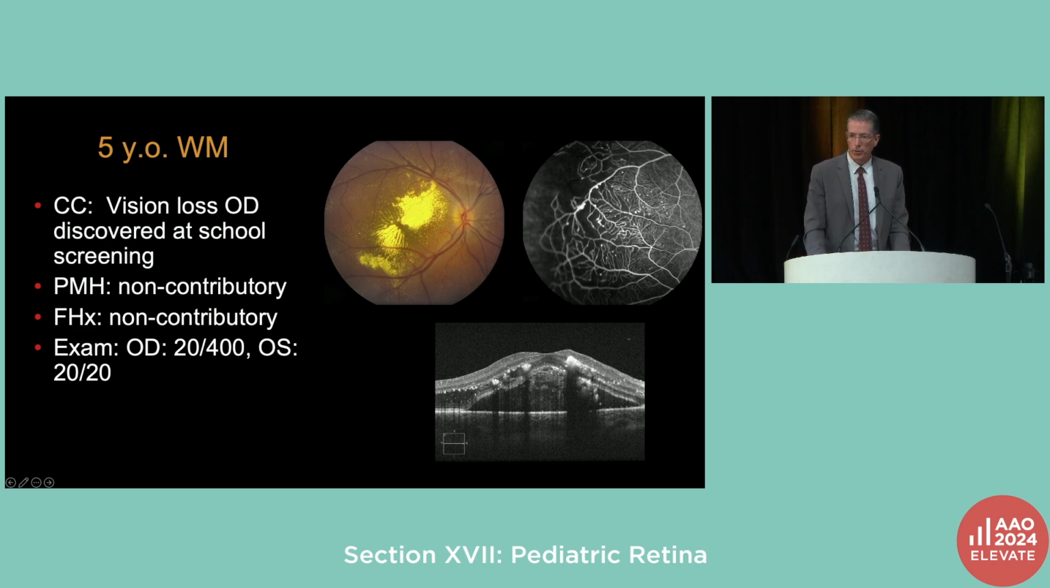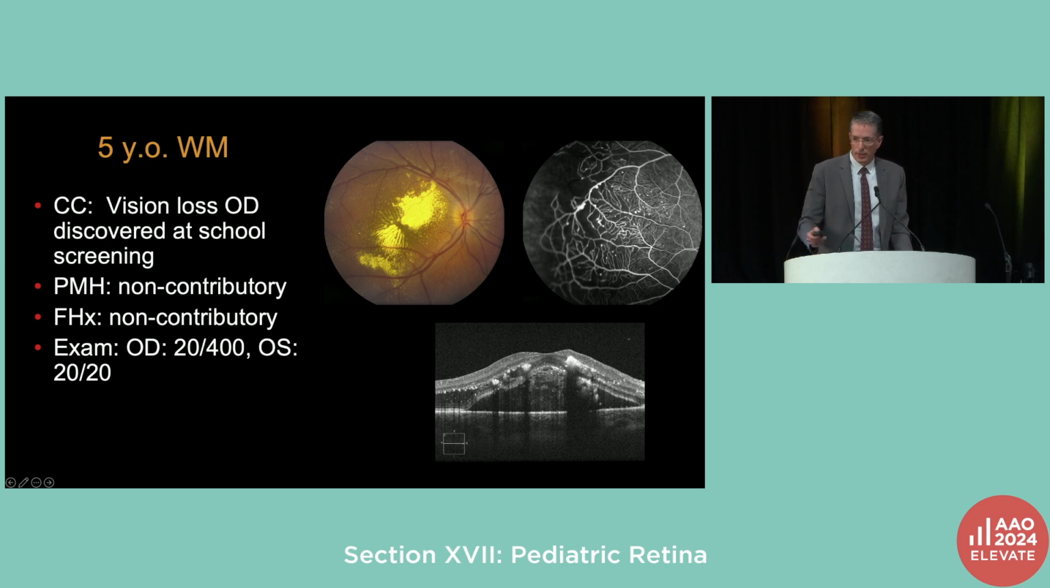This is a 5-year-old boy who had a vision loss at screening at school. He's otherwise healthy. He does have a twin brother that has no vision or retinal problems, and his vision is 20/400 in this right eye. How do you approach this?